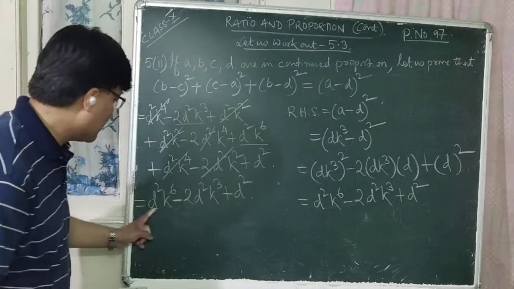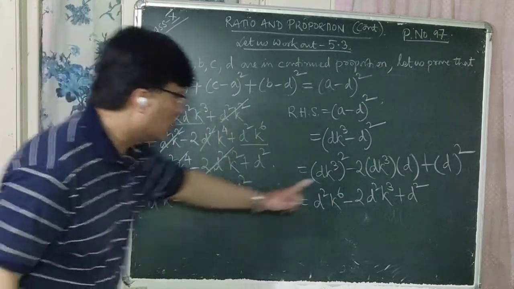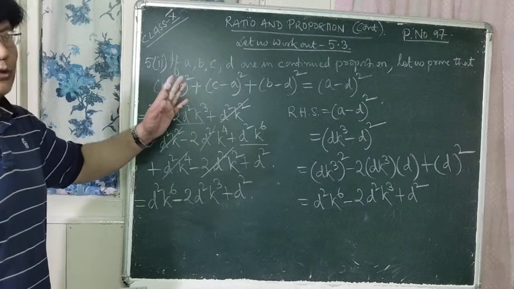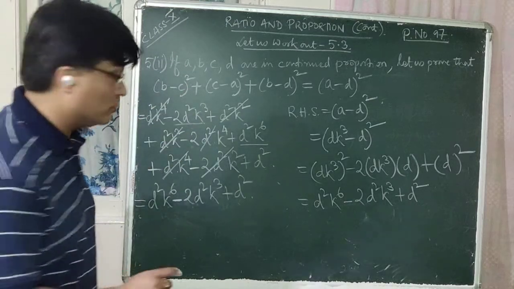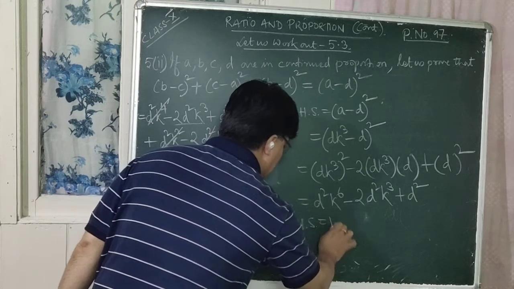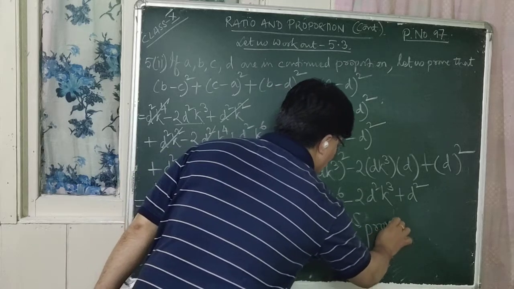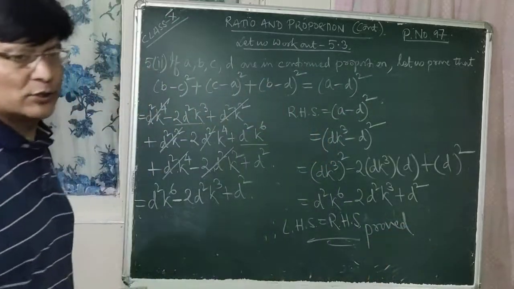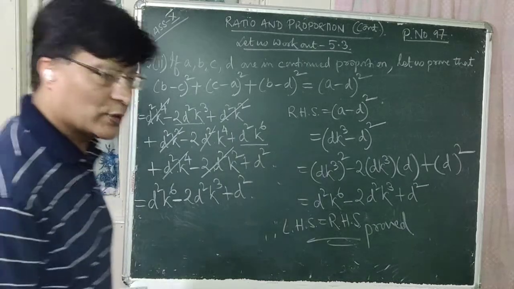d square k to the power 6, d square k to the power 6. Minus 2 d square k cube. Then plus d square. So both these LHS and RHS are equal. So it is proved. So therefore LHS is equal to RHS. So it is done. So I think you have understood it. So let's do the next question now.